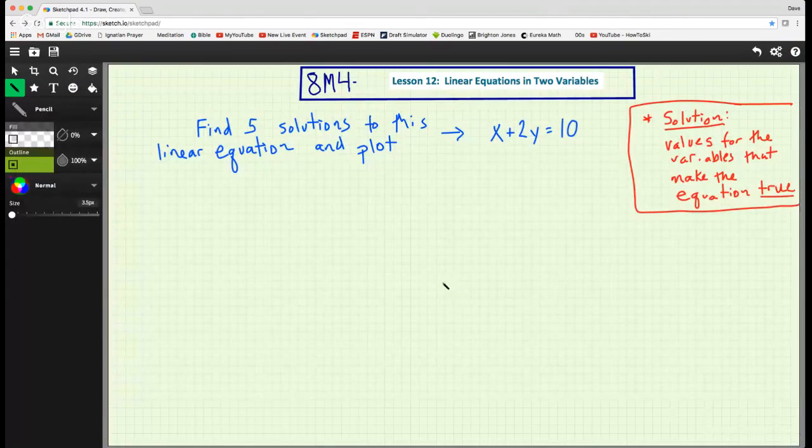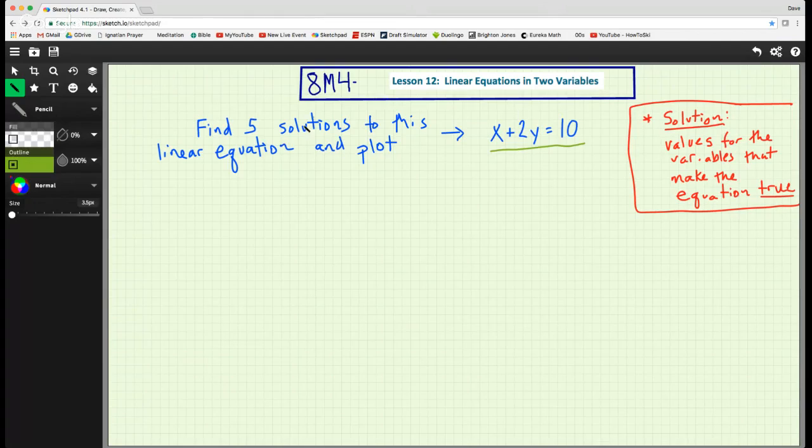Now, what you're going to do in this lesson, and you probably did in class all day, was you had a linear equation given to you. And how do we know this is linear? We got two variables and the exponents are both 1. And you found 5 solutions and then you plotted them. So we're going to go about that exercise right now.